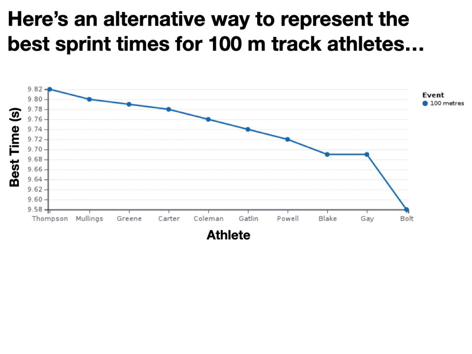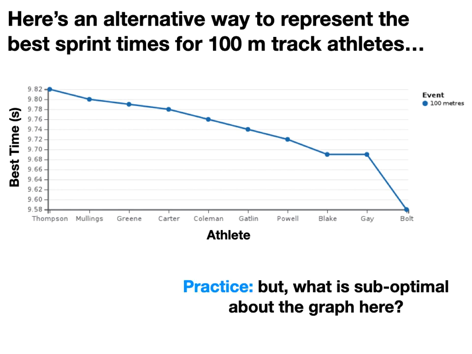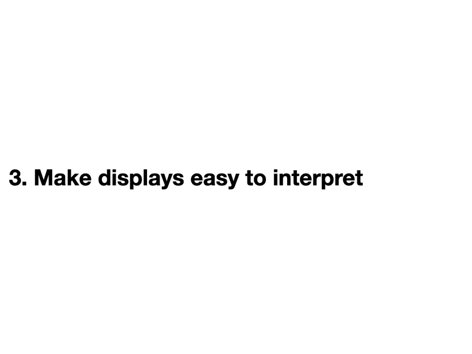Here's the graph that we looked at in the last lecture. This is actually a different way to represent data from a graph we saw in the last lecture, looking at particular well-renowned sprint athletes and their personal best sprint times at the 100 meter as of a couple of years ago. The data is a little bit old. This is a different way to represent it. Before I showed you a bar graph, here we've got it as a line graph. But what's suboptimal about the graph here? Have I made the best choices for the data that we're showing? We'll talk about that on Zoom.